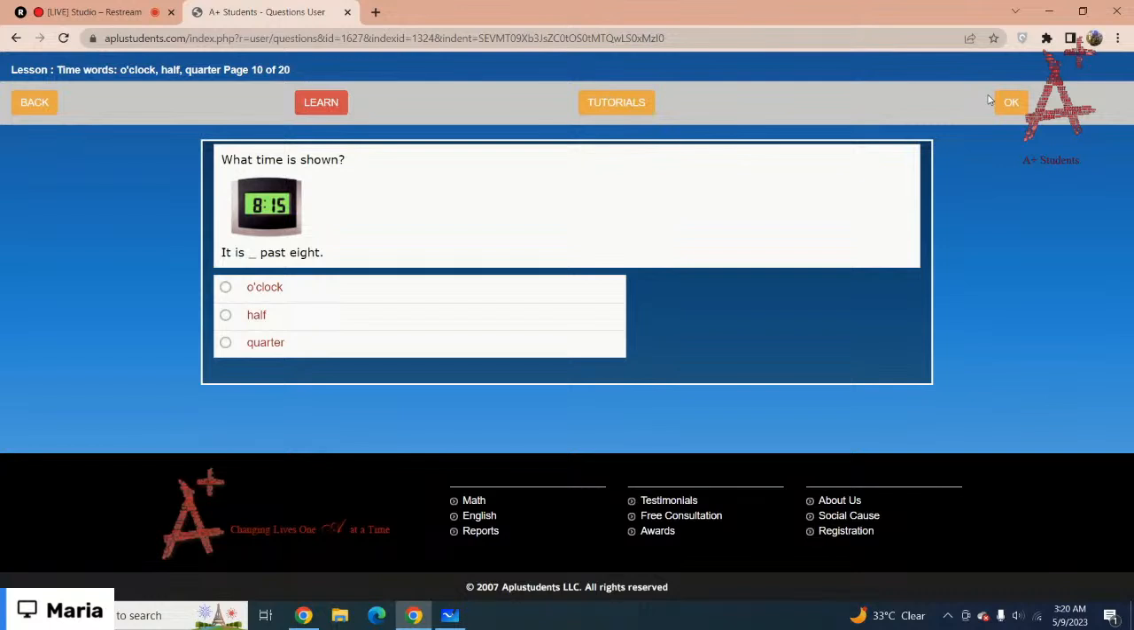It is 15 minutes. 8:15 it is. So you can say it is quarter past 8. The correct option is 15 minutes, which means quarter past 8. The correct option is quarter.